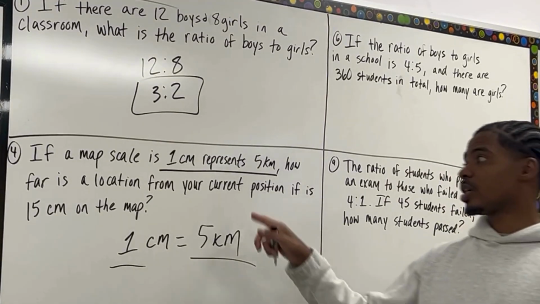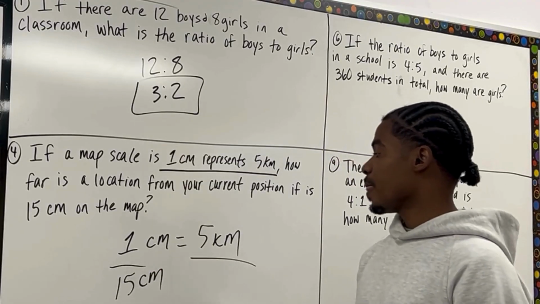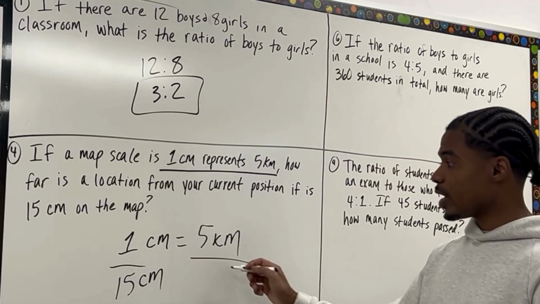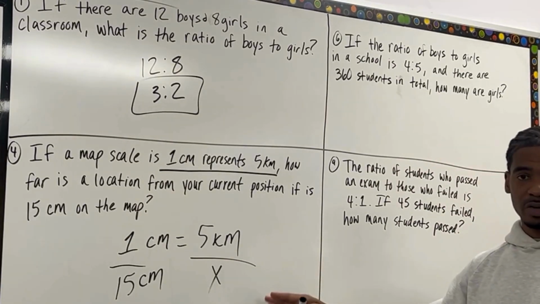So it says your current position is 15 centimeters, so we're going to put 15 centimeters here. Then you can leave that blank. You can put an X. You can put a question mark. It's up to you. This is just the number that we're going to find.